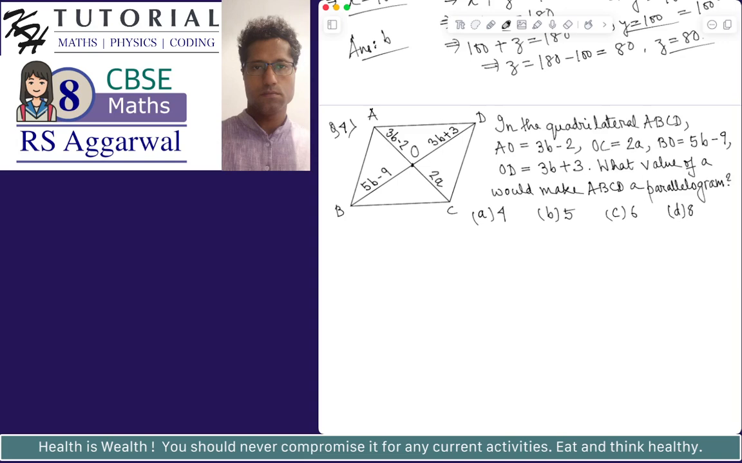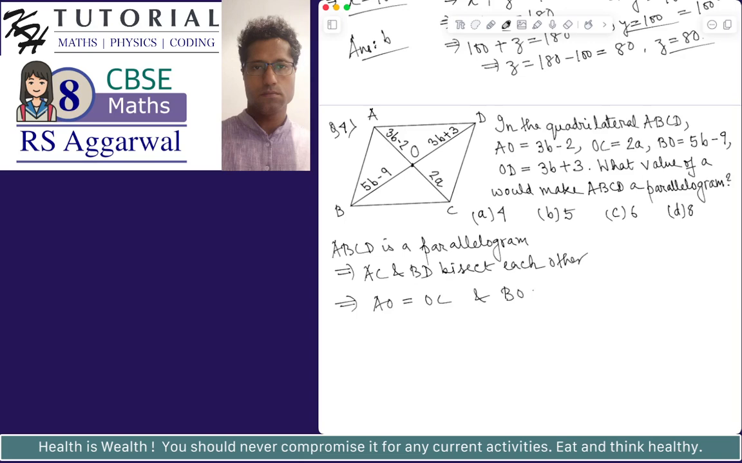Now we know that if ABCD is a parallelogram, then the diagonals in a parallelogram bisect each other. So ABCD is a parallelogram implies that AC and BD bisect each other. So from here we can say that AO should be equal to OC and we must have BO equal to OD.